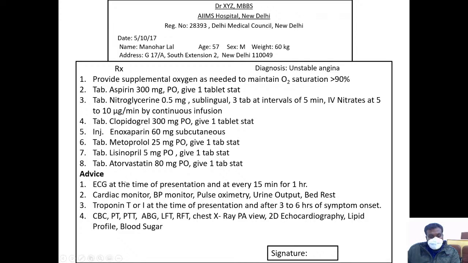So after that, the advice is, when the patient presents, we have to do an ECG and see whether the patient is having a myocardial infarction or not, and any other ECG changes, ST segment elevation and all those things. Then every 15 minutes we have to take the ECG for at least 1 hour. Then we have to do the cardiac evaluation, echocardiography. Then we have to monitor his BP continuously, whether it is rising or decreasing. Then pulse oximetry to see the saturation.